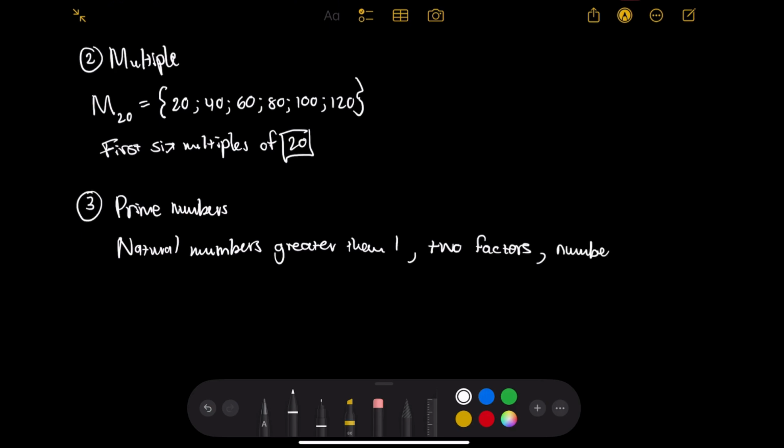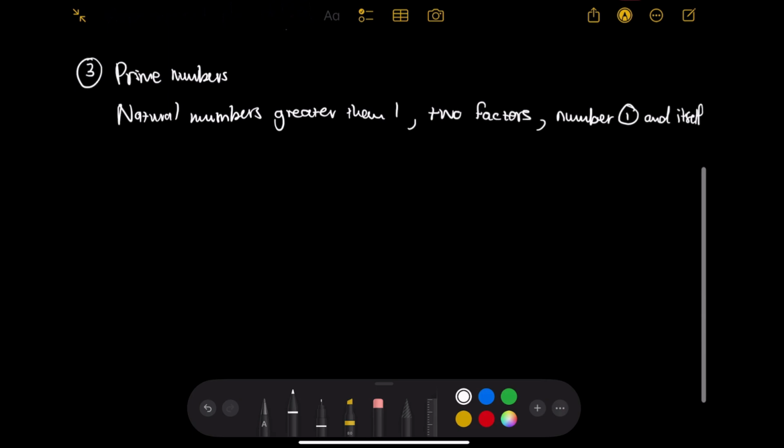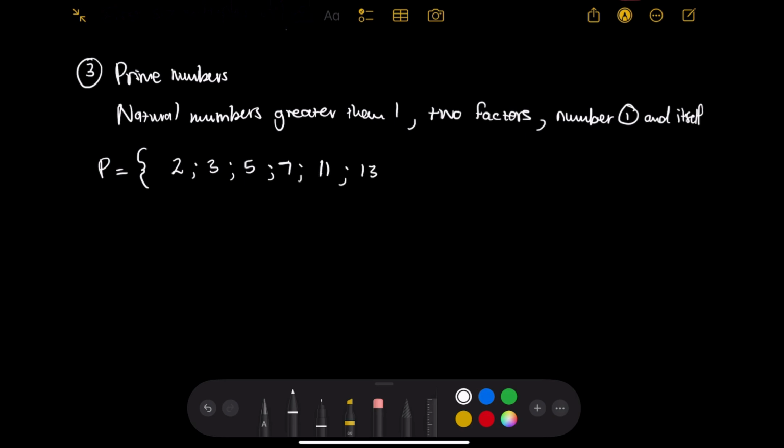And these 2 factors are the number 1 and itself. When we think about examples of prime numbers, we can think about the number 2, the number 3, the number 5. A set of prime numbers: 2, 3, 5, 7, 11, 13, 17, and we can go on and on.